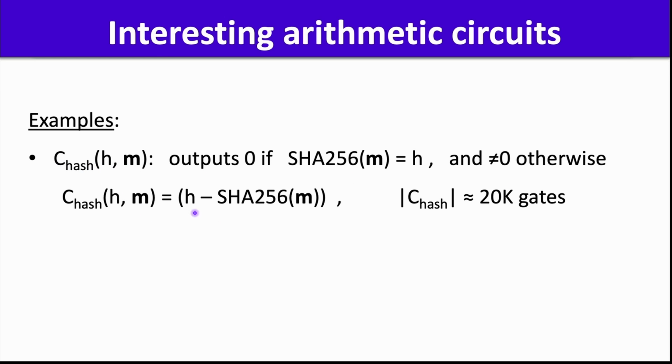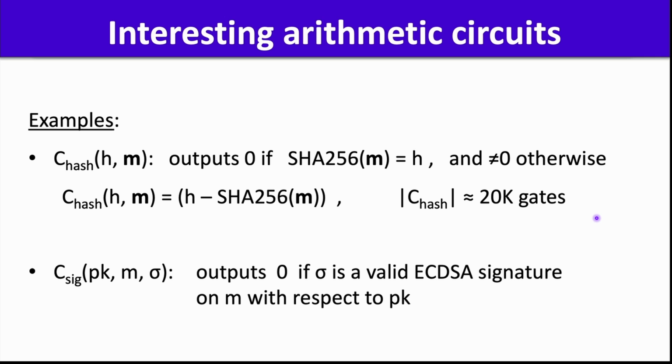Okay, so in fact, naively, we can just write it as h minus SHA-256. So if the hash is equal to SHA-256 of m, we get 0. Otherwise, we get non-zero. And it turns out that this SHA-256 function can be implemented in an arithmetic circuit using about 20,000 gates. So it's not a very large circuit, and it also already does something that's quite useful for us.